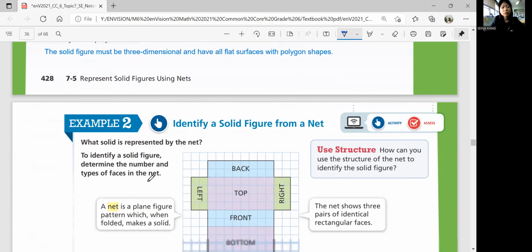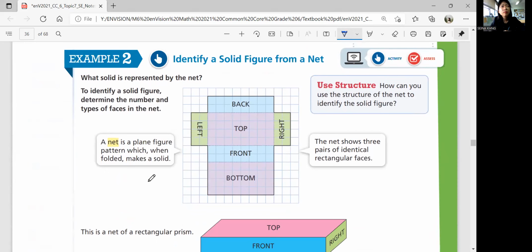Let's look at example 2. Identify a solid figure from a net. Looking at the net, like we looked at in the first explore, what solid is represented by the net? This is the back, front, that's top and bottom. So we've got two bases that are identical. And then we've got 4 faces.